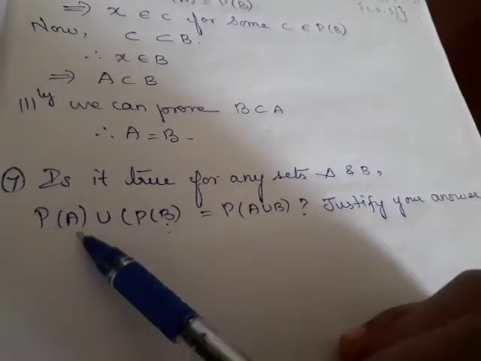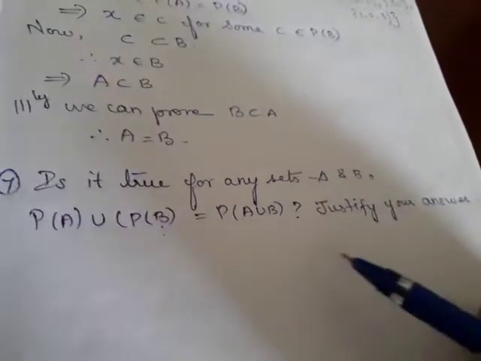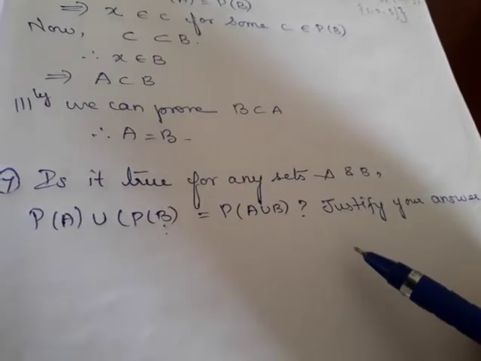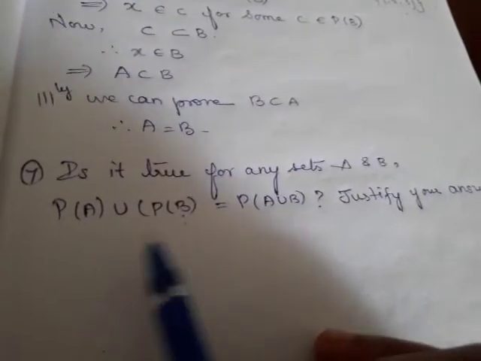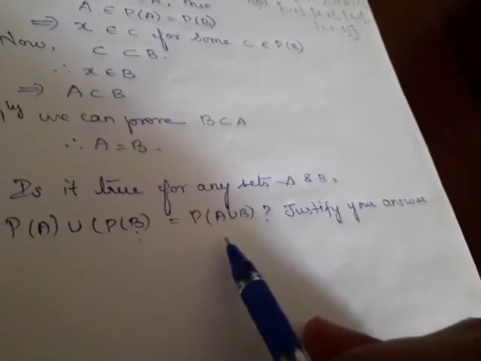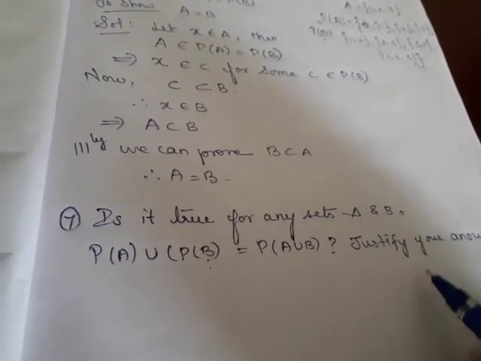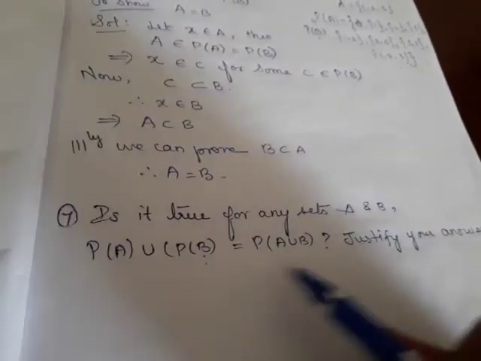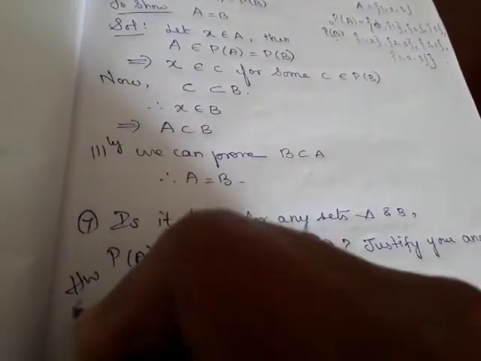Try to find P of A union P of B on one side. On the other side, first find what A union B is, then find P of A union B. Hope you understood, right? And check whether both are equal. It won't be equal. So it is a simple problem. Since I asked you to justify your answer, take your own example and try to prove it. Okay, I'm leaving it to you. You are going to do this problem as homework.